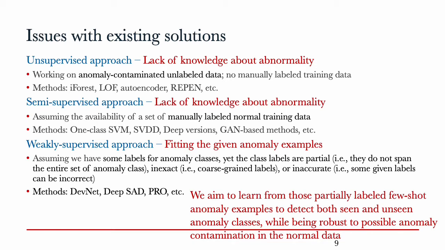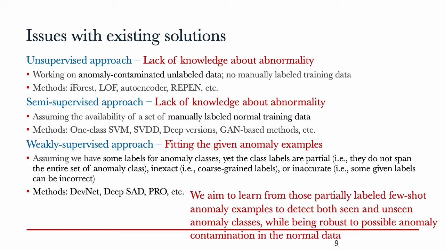The existing solutions in the literature are mainly unsupervised approaches and semi-supervised approaches. Those two types of methods usually do not address the partially labeled data setting that we are trying to address here very well. For example, the unsupervised methods do not have any knowledge about the anomaly data. They just work on anomaly-contaminated unlabeled data, and do not use any manually labeled training data. And the semi-supervised approaches assume the availability of a small set of manually labeled normal training data, but there is no labeled anomaly data.